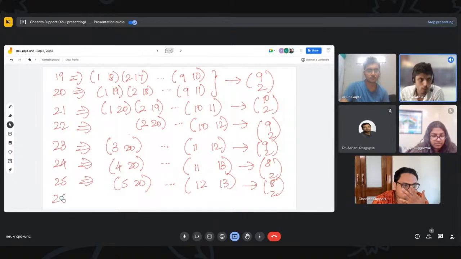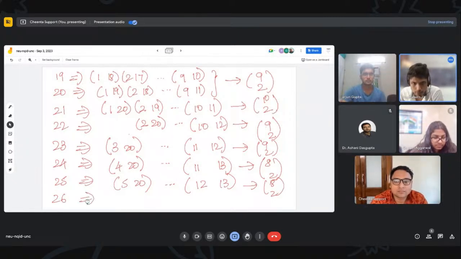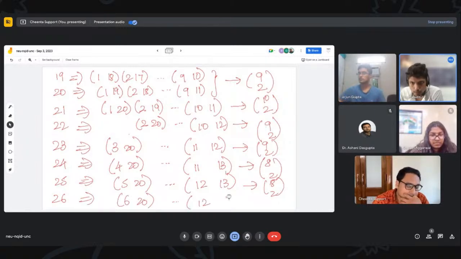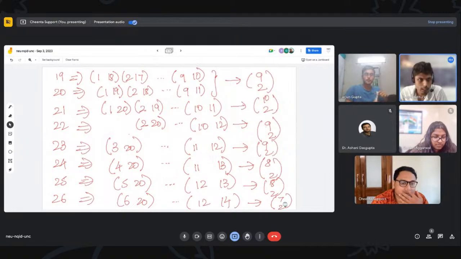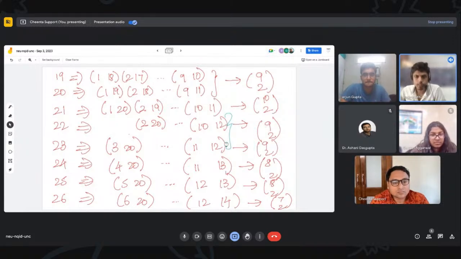So 26. So here the, okay. So this is 6, 20 till 12, 14. Giving us how many pairs? 12 minus 5 will be 7 choose 2. So here there is a pattern, right? Clearly. Again, now these two pair up. These two pair up. These two pair up. And 8 choose 2, 8 choose 2. 7 choose 2, 7 choose 2.